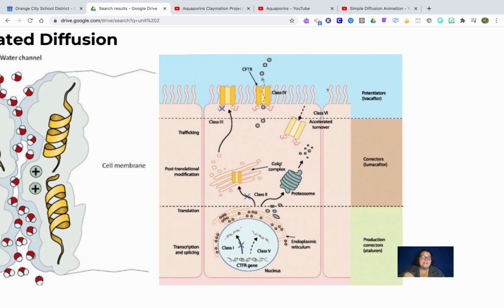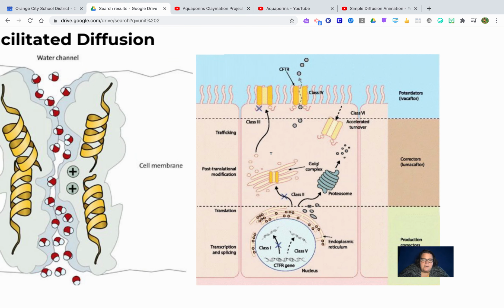Also on the pancreas, so the insulin can't be sent out into the body correctly. So a lot of times, almost always, people who have cystic fibrosis have to take insulin shots as well. Their body's making the insulin, it's just getting caught in that very thick mucus.